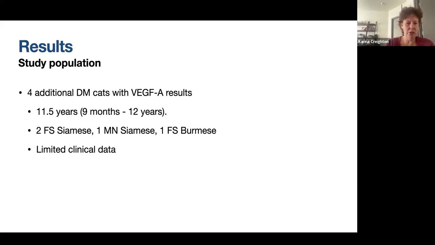Those cats were a similar age range, and the median was similar to the other diabetic cats, although there was one very young cat. There was limited clinical data available for these cats. So I'm presuming that was the main reason why these cats were not included in the main group of diabetic cats.